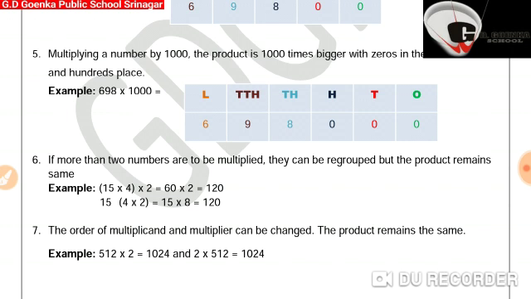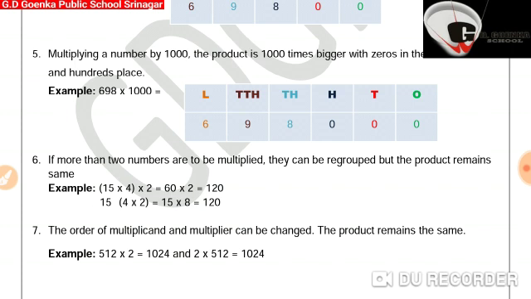The sixth property is if more than two numbers are to be multiplied, they can be regrouped but the product remains the same. For example, if we have three numbers 15, 4, and 2, and I have to multiply, I can first group 15 and 4 and then multiply them, and then their product is multiplied with the third number. Like in the first case, I multiply 15 and 4 and their product is 60, and then I multiply this 60 with the third number 2 and I get my product as 120.